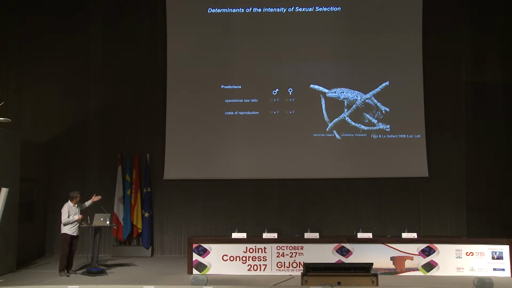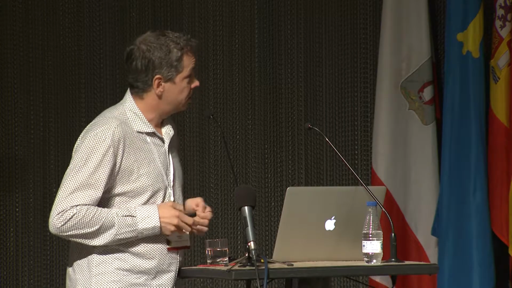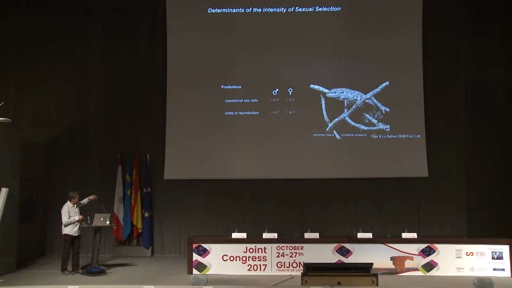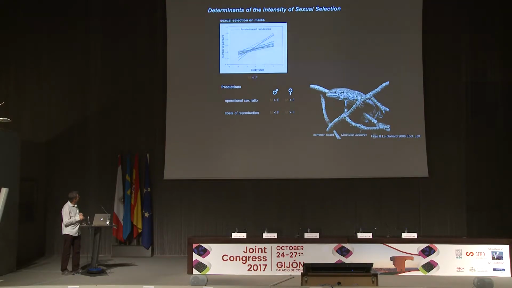When we look at predictions for females, we predicted that under the operational sex ratio theory, sexual selection on females would be higher in female-biased populations than in male-biased populations, because there are many females, not so many males, and most likely not all females will be able to copulate. For the cost of reproduction, we just predict the contrary.